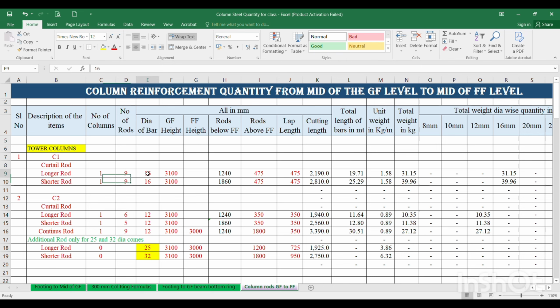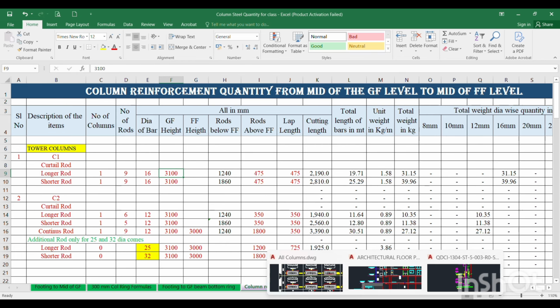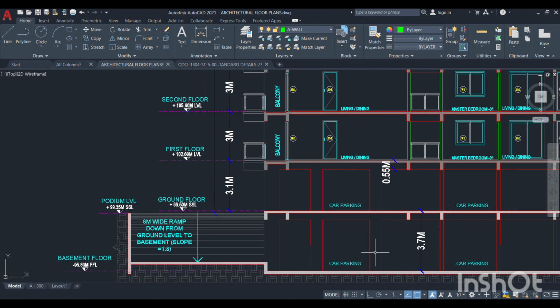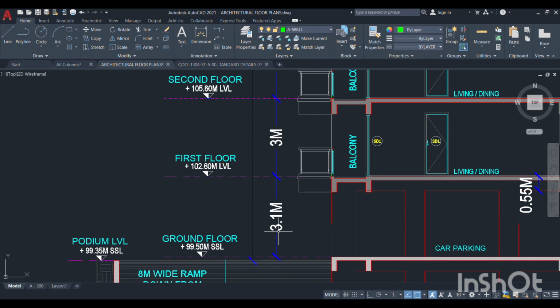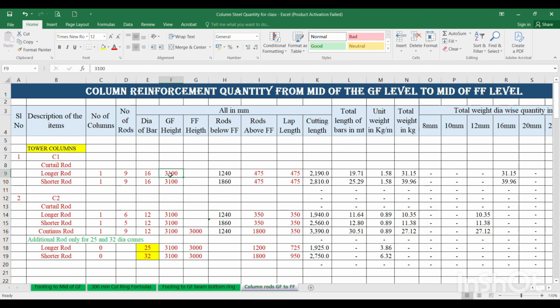only 1, and the dia of rod is 16, and ground floor height is 3100, and first floor height is 3000 mm. This is ground floor height is 3.1 meter, and first floor height is 3 meter. The column ground floor height 3100 is added on, and first floor height, here the column is not going to first floor, that's why we should not take this first floor height.